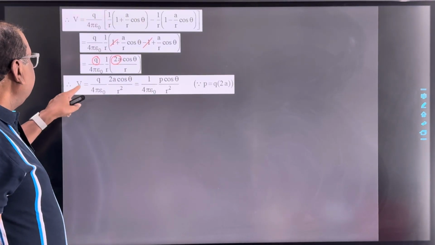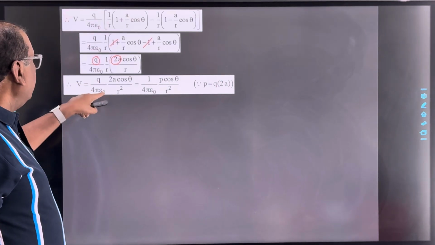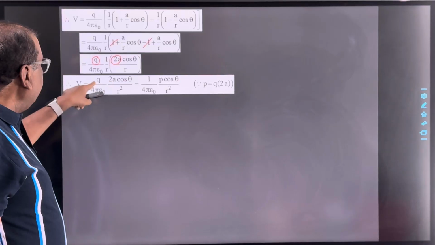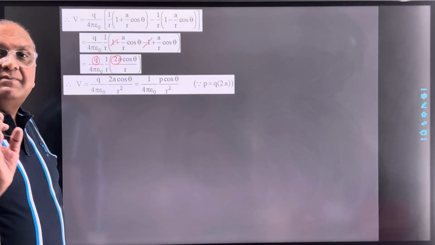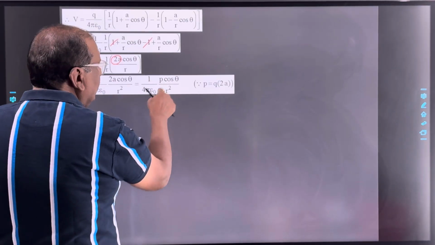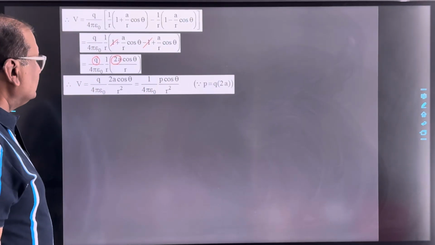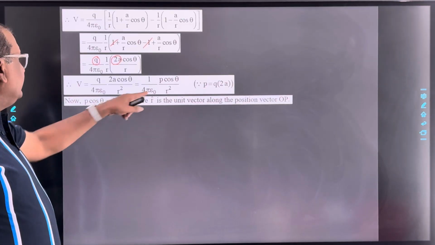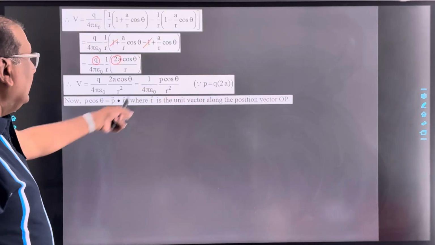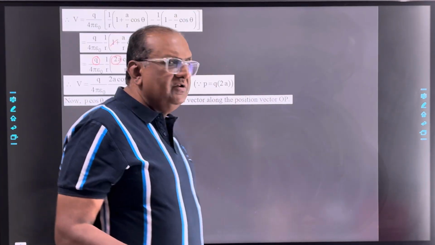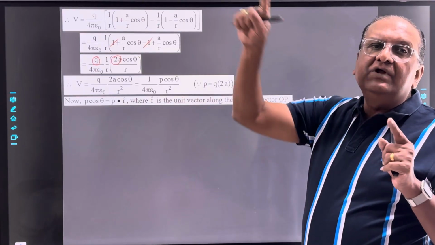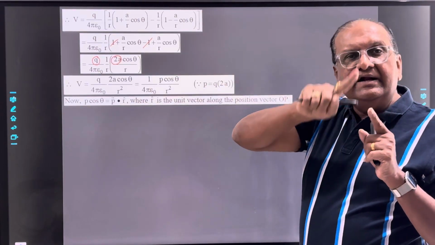So we can write V equal to q upon 4 pi epsilon 0, 2a cos theta upon r square, and 2a into q is P, the dipole moment. So we can write 1 upon 4 pi epsilon 0 P cos theta upon r square. Here P cos theta you can write as P dot r caret also, where r caret is the unit vector along the position vector OP, meaning from the center to the point where we are calculating the electric potential.